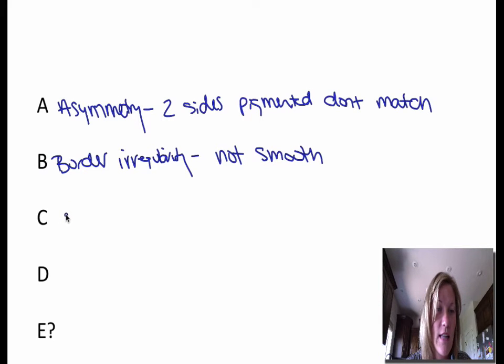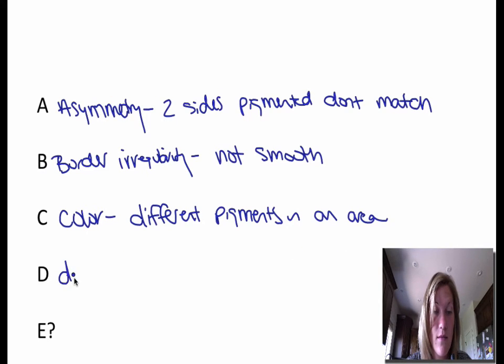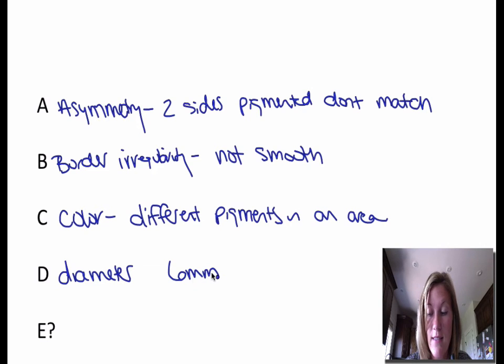C stands for color. Okay, so an indicator would be if you have different pigments in an area. D is going to be diameter. So if you have a mole that's larger than 6 millimeters in diameter, and then last, it's really just the ABCD rule, but now they're looking at E for elevation.